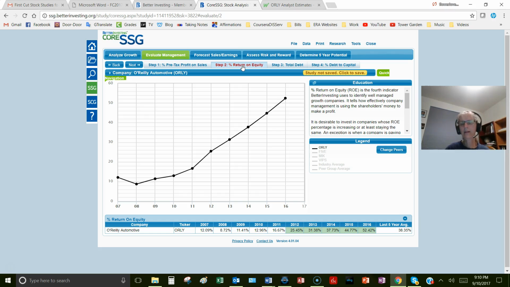Return on equity, this is where I have questions. I don't really understand what return on equity is. I think that equity is where you have a certain value and then you have a certain amount that you owe. I don't really know. Return on equity would be a good explanation to get. And then total debt.